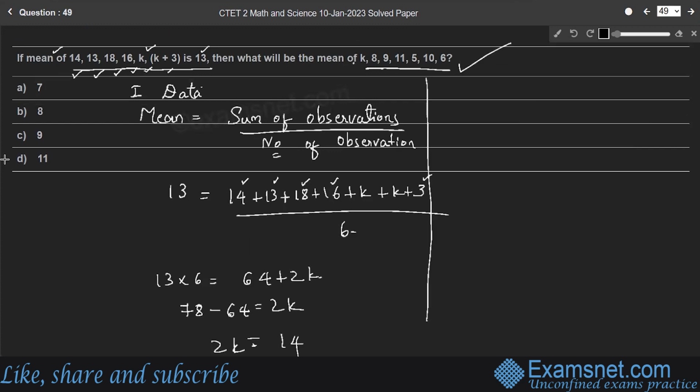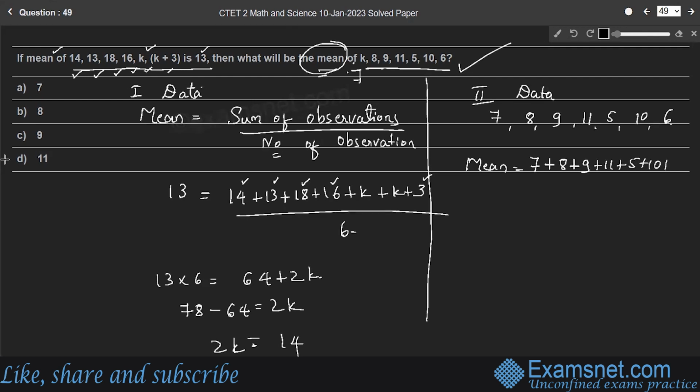What will be the mean of the second observation? Since k is 7, we'll write the data. Since we are going to find the mean of the given data, no need to write the data in ascending or descending order. Directly we are taking the values: 7, 8, 9, k is 7 here, then 11, 5, 10 and 6. So the mean is, again using the same formula, sum of observations by number of observations: 7 plus 8 plus 9 plus 11 plus 5 plus 10 plus 6, divided by how many observations?